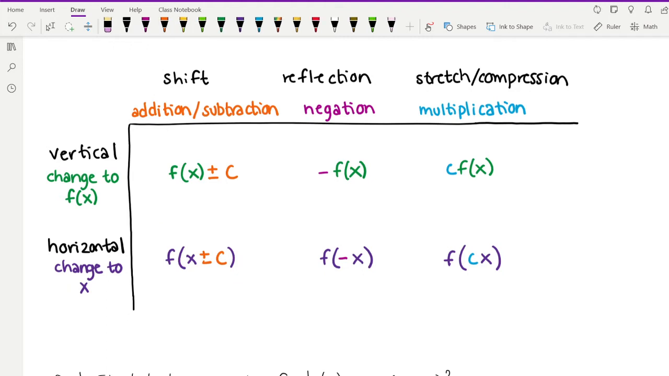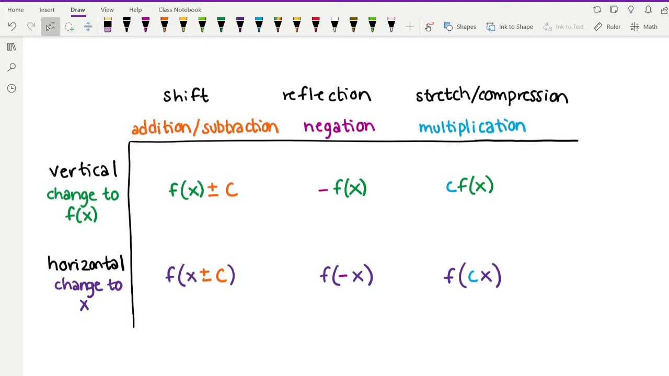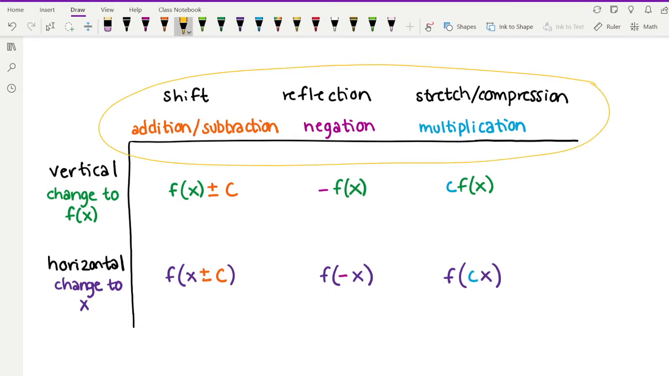And so similarly for the other operations, negation and multiplication, depending on whether you're doing them to the function as a whole or to the input, that's what will tell you whether it's horizontal or vertical. So, I think in the topic of transformation, sometimes people feel like there's a lot of different things to memorize. I really wouldn't think about it like that. If you know how to tell whether something is vertical or horizontal, and then you know how to tell whether it's a shift, a reflection, or a stretch or compression, those are just two different things that you can use to categorize any transformation.